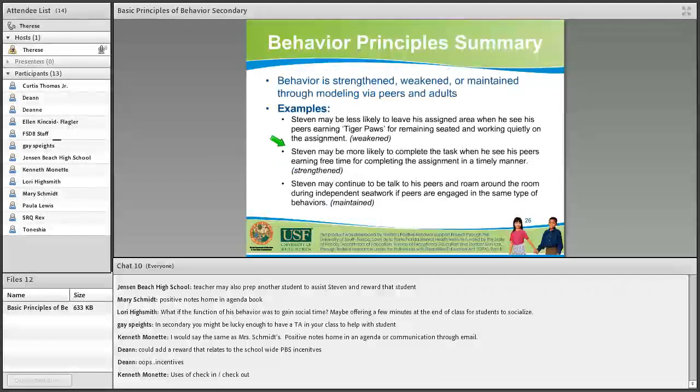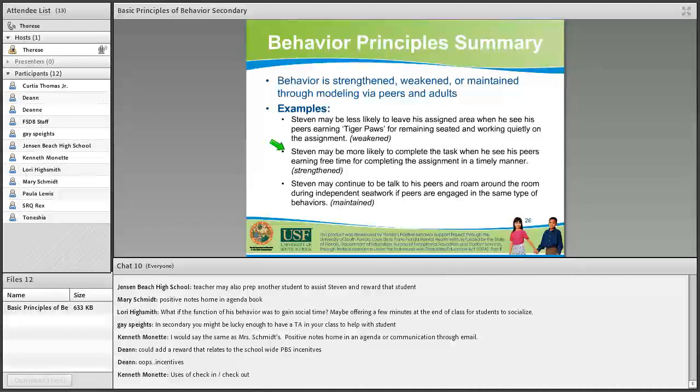Okay, and I know we're running short on time, so a couple of last ideas. Behavior is strengthened, weakened, or maintained through modeling by peers and adults. So some examples of this. This is why we have a school-wide system in place. Stephen may be less likely to leave his assigned area when he sees his peers earning tiger paws for remaining seated and working quietly on the assignment. So he sees that he can get something he wants by displaying a certain behavior because he sees other kids earning it for their behaviors.